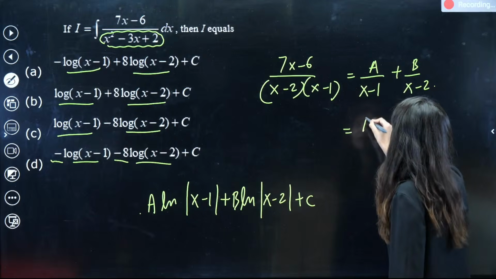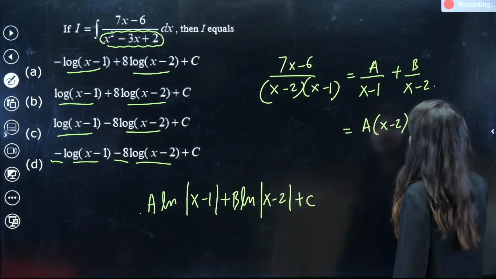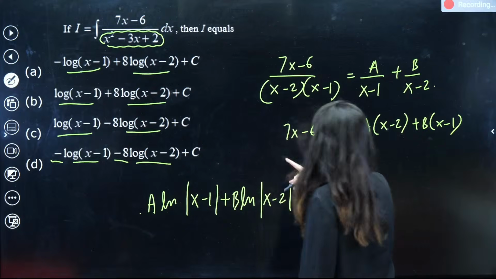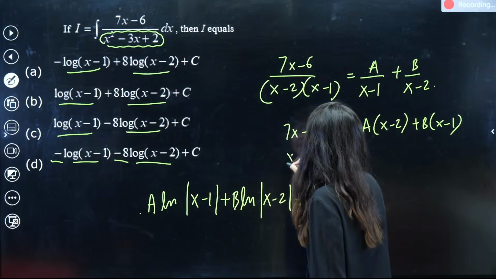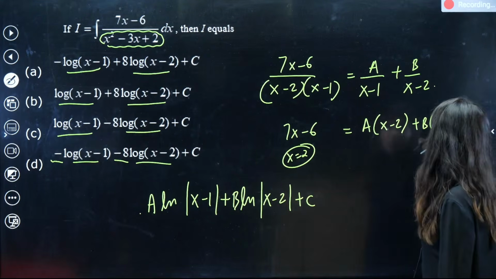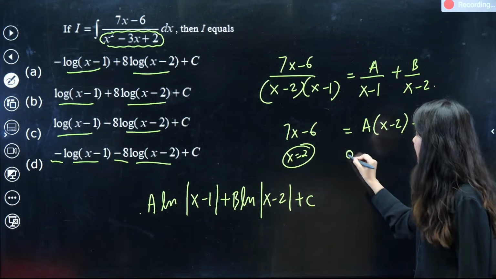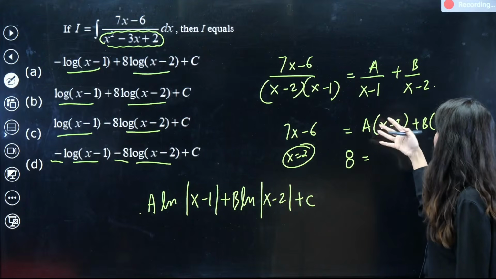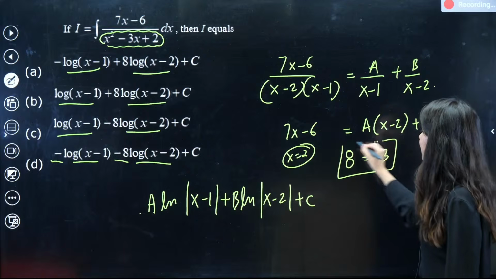To solve it, a(x minus 2) plus b(x minus 1) will be equal to 7x minus 6. One shortcut to solve, you all know, is to put x equals 2 on both sides so that this factor is gone. The moment you put x equals 2, 7 twos are 14 minus 6 is 8. The moment you put x equals 2, this is gone. So this is b. So b is coming out as 8.